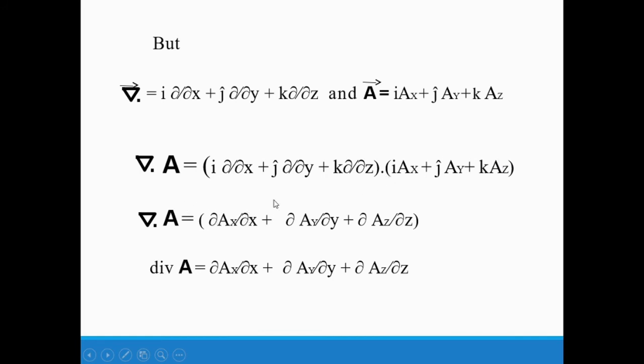Hence dou by dou x into ax becomes dou ax by dou x. In the same way, j dot j becomes 1, hence dou ay by dou y, plus k dot k becomes 1 again, so dou by dou z into az becomes dou az by dou z. So this can be written as divergence A or div A, that is dou ax by dou x plus dou ay by dou y plus dou az by dou z.